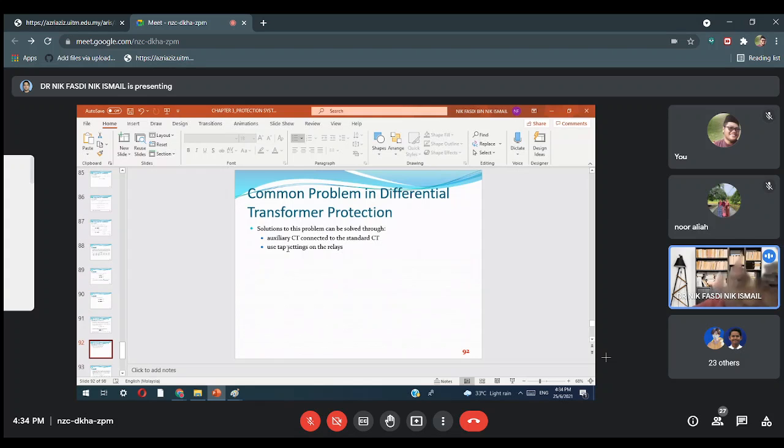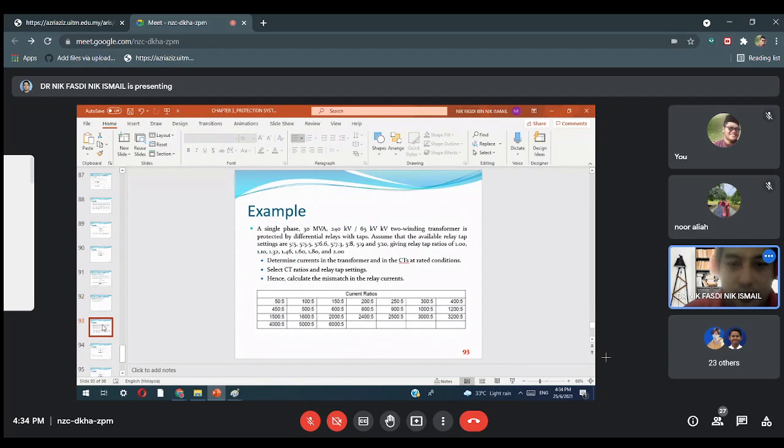Okay? Or otherwise we can use auxiliary circuit city boleh juga. Simple method kita boleh pakai tap setting on the relays. Okay? Alright, kat sini ada lagi example untuk tap setting. Dah tak banyak pun, sikit lagi kita habiskan 4.5 pun.